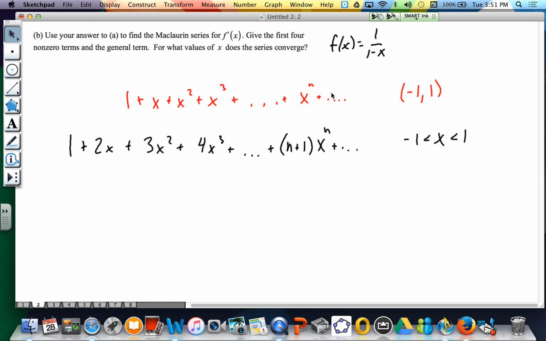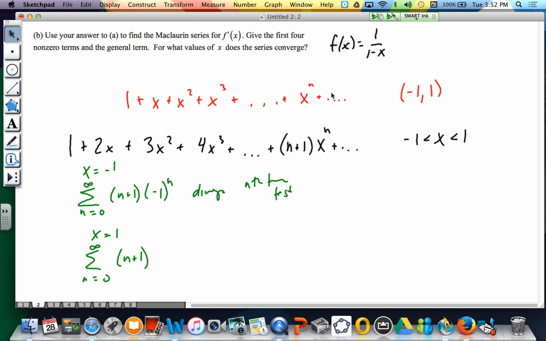So checking my endpoints, if I let x equal negative 1, I would have the sum n equals 0 to infinity of n plus 1 times negative 1 to the n. That is a divergent series by the nth term test. When I check x equal to 1, again, I get n plus 1 times 1 to the n. That's a divergent series by the nth term test. So my interval of convergence here is negative 1 to 1.